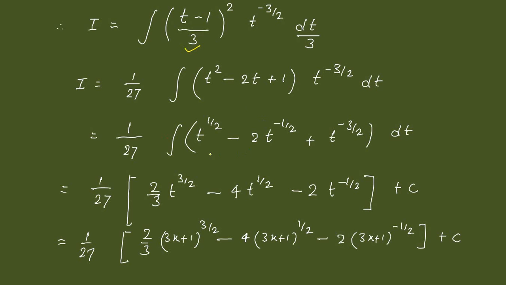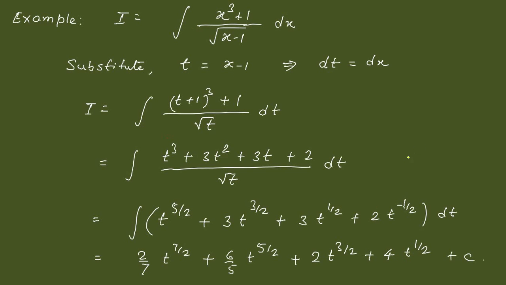multiplied with each of the terms of the parenthesis to get t to the power half minus 2t to the power negative half and t to the power negative 3 by 2. And after the integration, we will get this integral, and of course t is equal to 3x plus 1. We will substitute it back, and that is the correct answer for this integration.